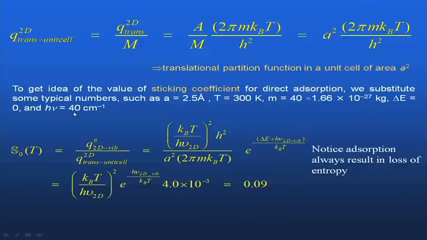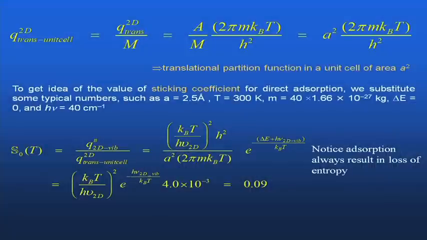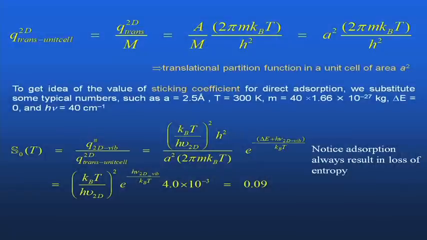Delta E is 0 and h nu is 40 centimeter inverse. If we plug in these numbers, you end up getting about 0.09. So, it is much less than unity. It reflects that out of 100 collisions, 9 are successful, and the remaining 91 are of no use, although the atoms are colliding onto the surface.